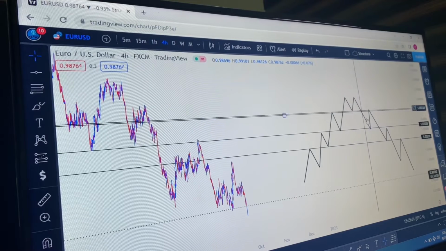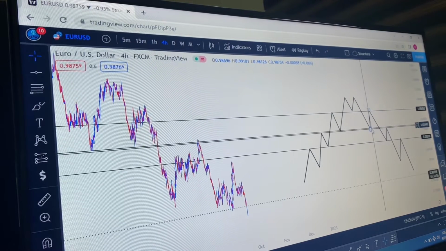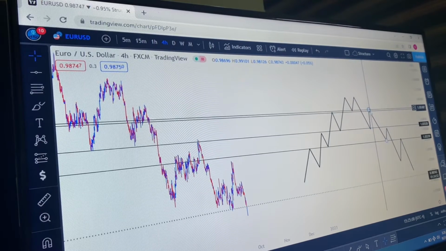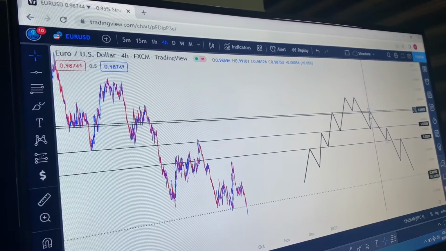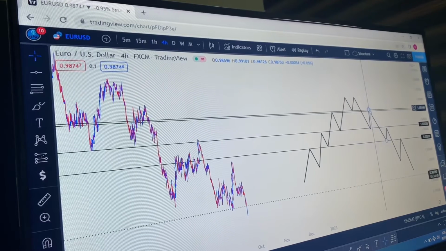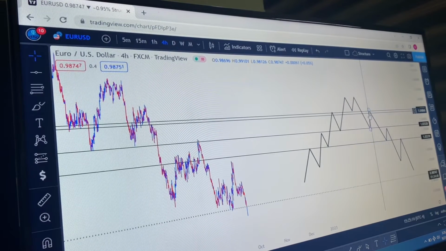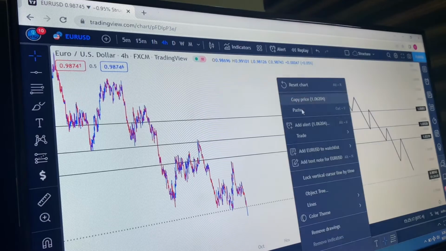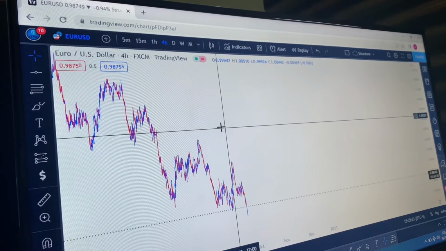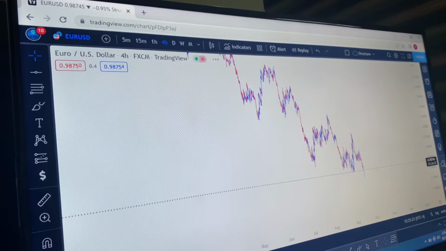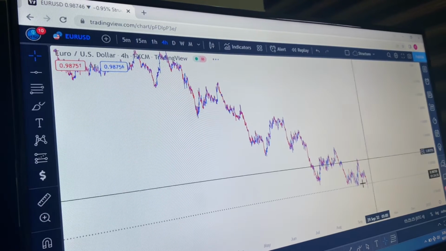You see? And again, we fall back to what? Support. And again, we went up, back to what? This is going to be what? Resistance. Okay, guys? Now let's go to the real chart. I'm not going to waste our time at all today.